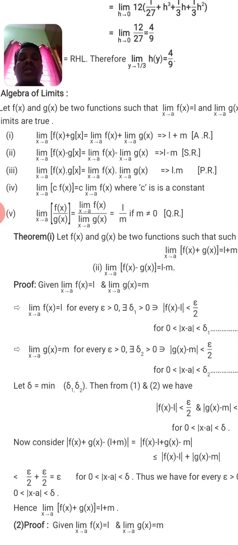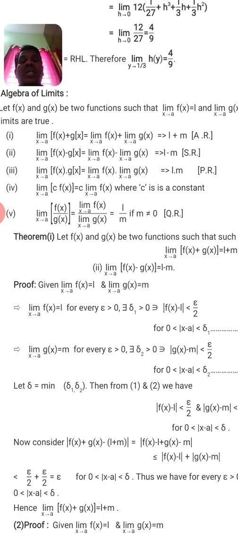Number 1: the limit as x tends to a of f(x) plus g(x) is equal to the limit as x tends to a of f(x) plus the limit as x tends to a of g(x), which is equal to L plus M. This is called the arithmetic rule. Second one: the limit as x tends to a of f(x) minus g(x) is equal to the limit of f(x) minus the limit of g(x), which implies L minus M. This is called the subtraction rule.